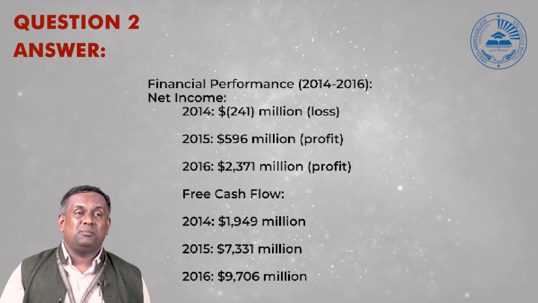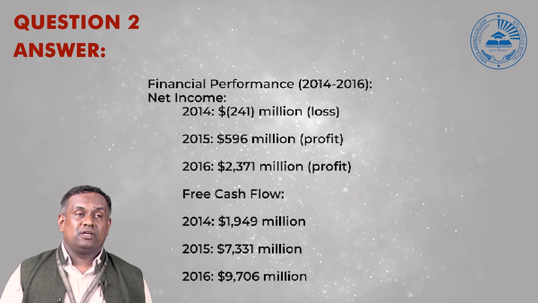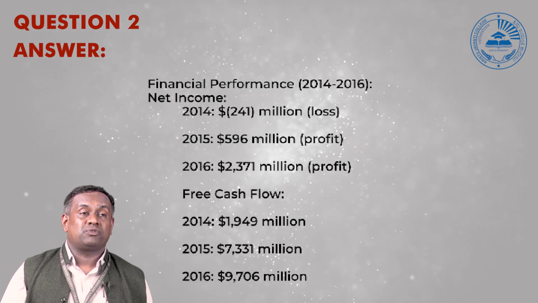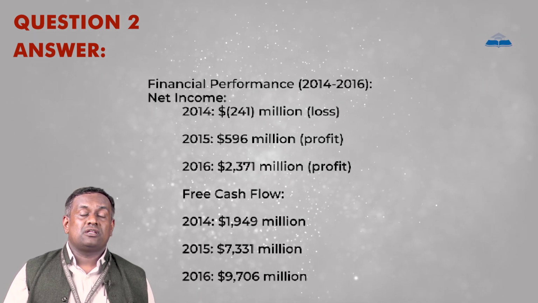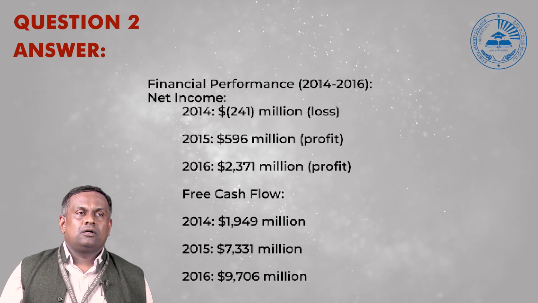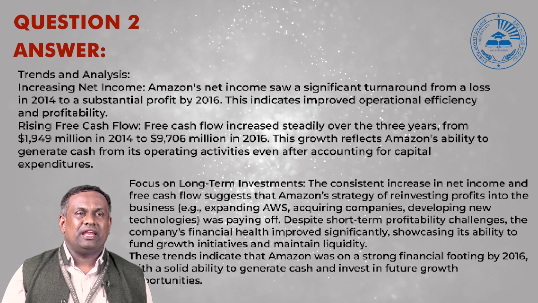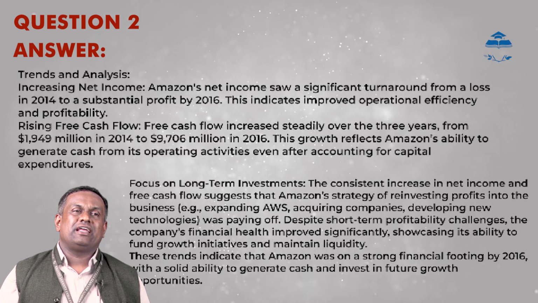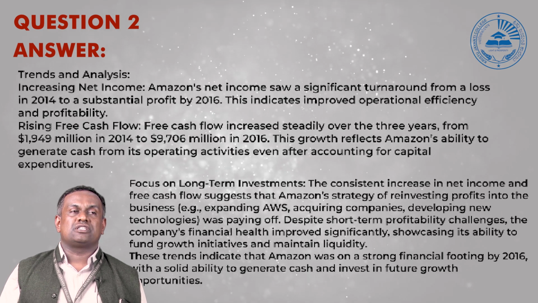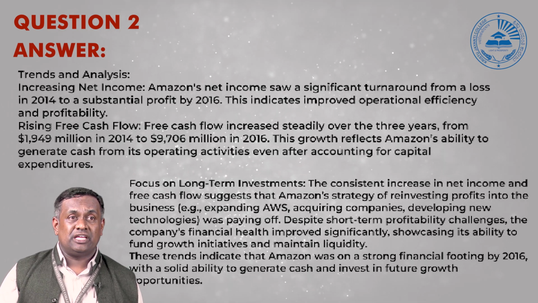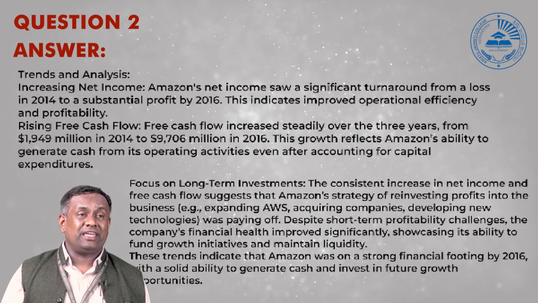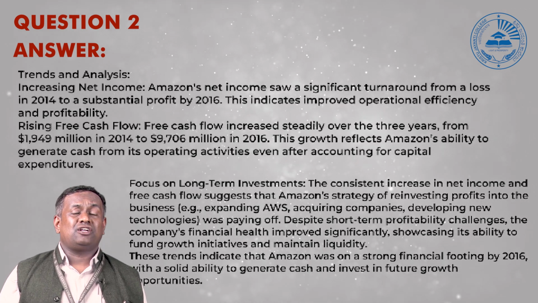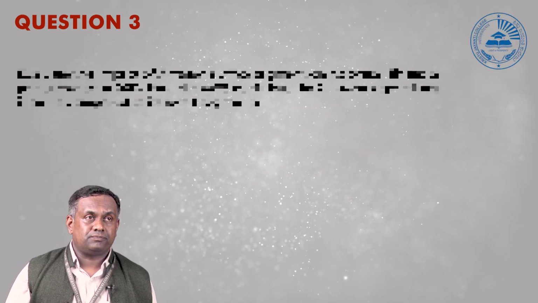You can also find a similar trend in terms of the cash flows. The free cash flows increase from 1900 to 9700. As I told, the net income is also a very significant turnover from the loss making in 2014. It has gained substantial profit in 2016, which indicates improved operational efficiency and profitability, and rising free cash flows focus on long-term investment. So these are the things that made the company go from loss making to a profit making organization.